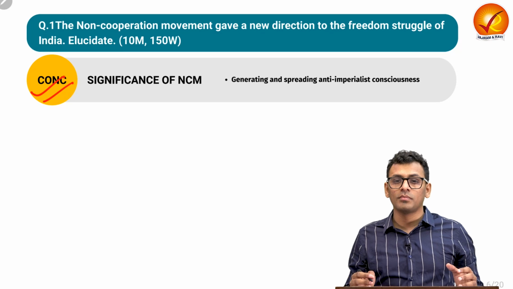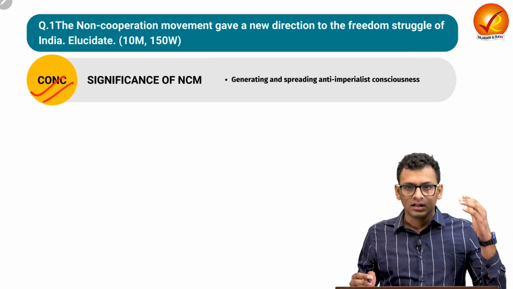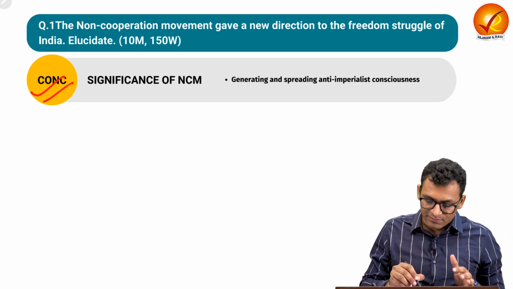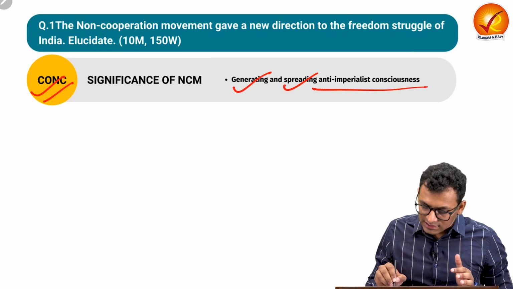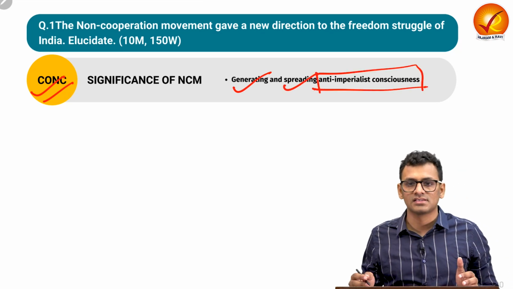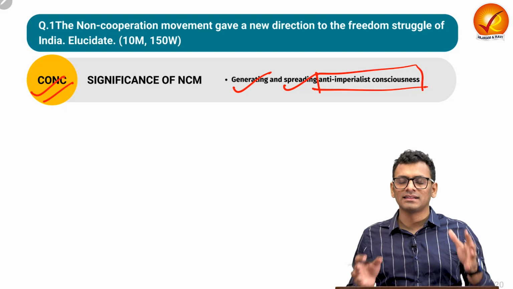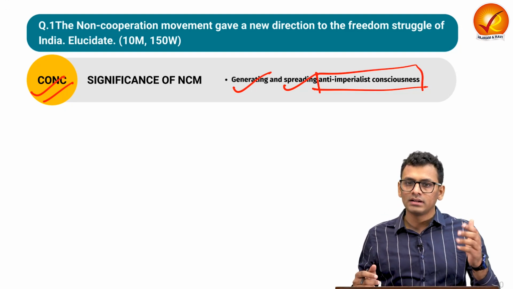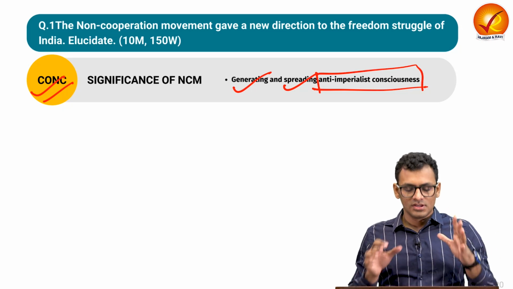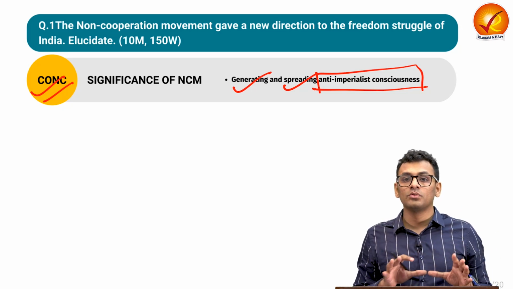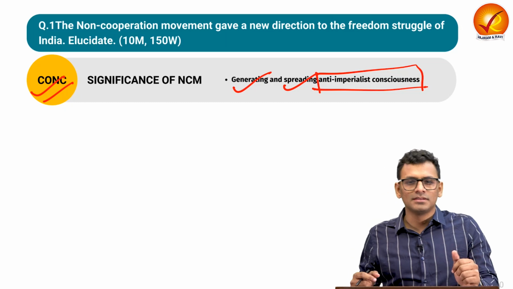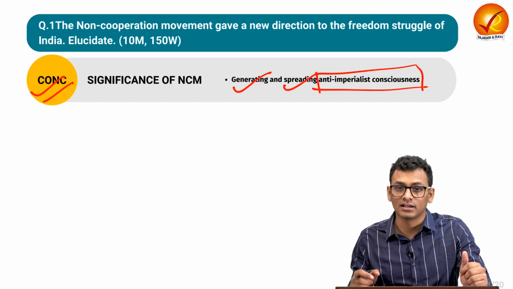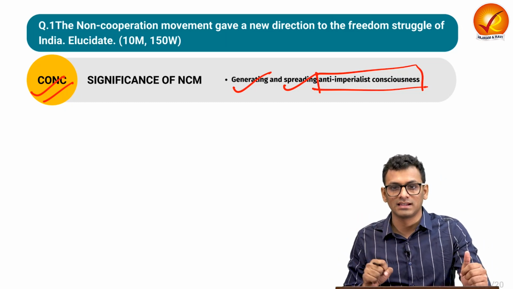In the conclusion, you have the opportunity to say that despite those challenges, the non-cooperation movement helped generate and spread anti-imperialistic consciousness. People were now aware of the social, economic and political agenda of the imperialists. This is something with which you can conclude question number 1. Let us see the model answer and understand how we can incorporate all these points in our answer writing practice.